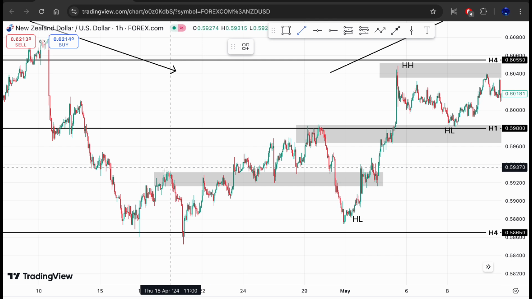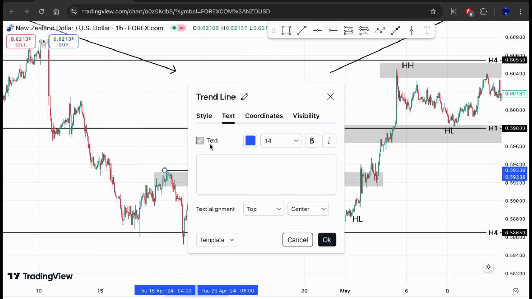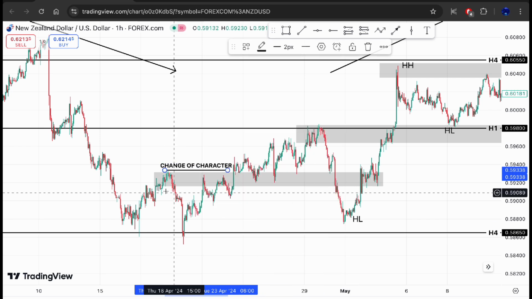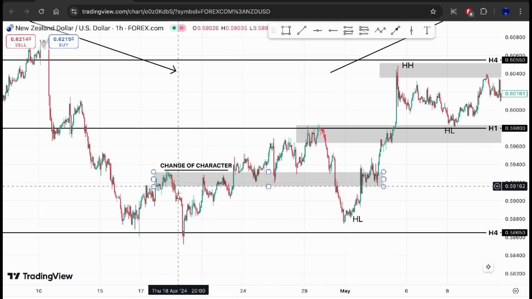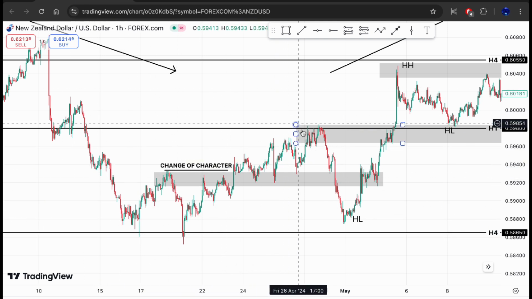So for the smart money concept traders, SMC traders, they like to call this particular move change of character. It doesn't necessarily matter what you call it, but they basically call it the change of character. So the change of character simply identifies that price has moved from a downtrend now to an uptrend.